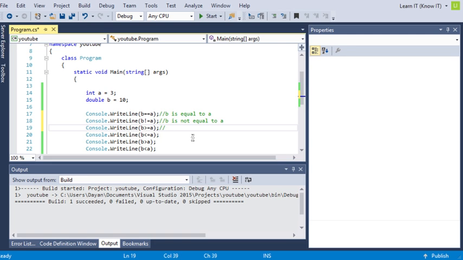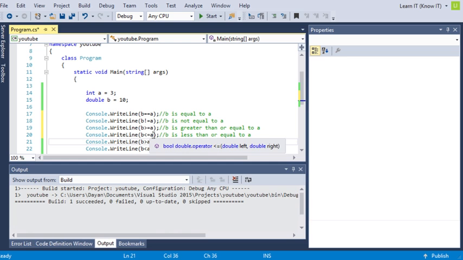The third one we had B is greater than or equal to A, which is again true because B is 10 and A is 3. Over here we had B is less than or equal to A, sorry, I'm forgetting the E. Now this is false because B is greater than A.